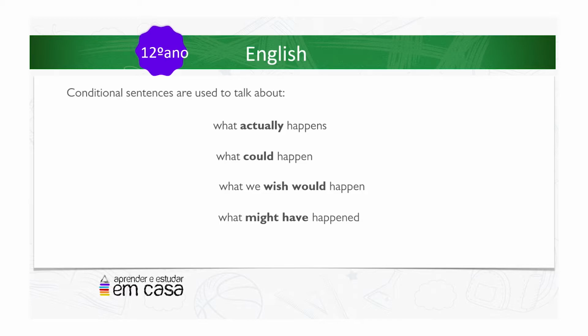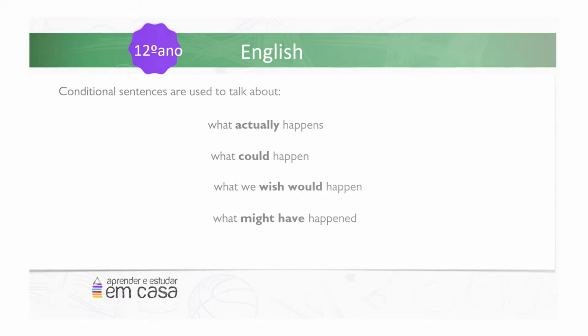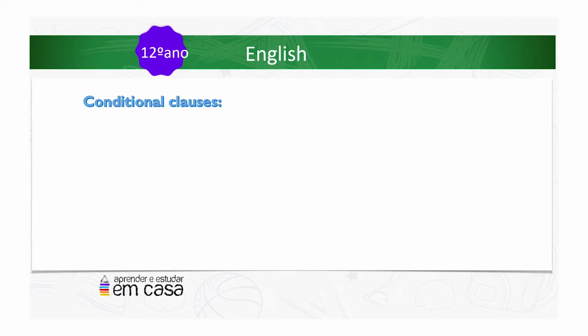So let's start with 0 conditional. Let's start with conditionals in general, how it's formed, and then we go to each type of conditional. So let's see how conditional is formed. So we have the if clause, that is the hypothesis, and this if clause is followed by the main clause, that is the result. Okay?